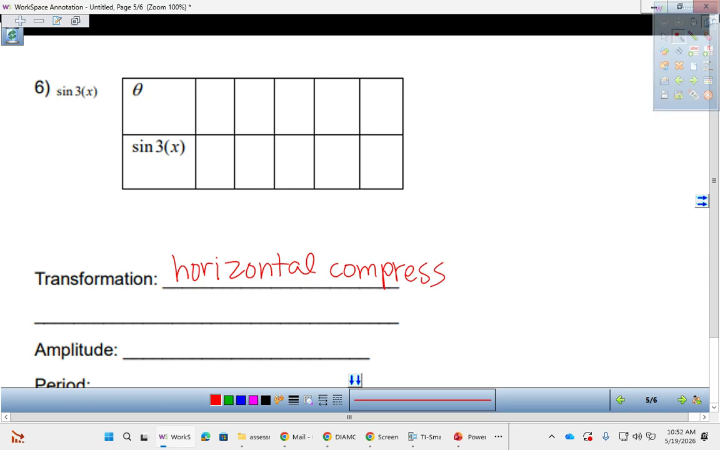What once took me 1 to finish, or 2 pi to finish, is now going to take me less than that. How much less? 3 times less, all right? Anytime you have a compress, the number you're multiplying by should be a fraction, because the only way to make numbers smaller is to divide them. So I'm actually going to call this a horizontal compress of 1/3.